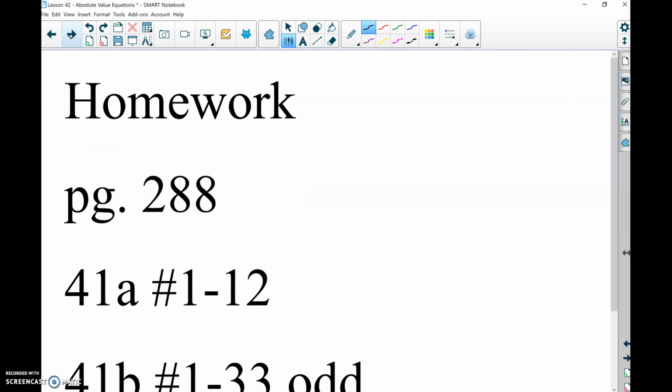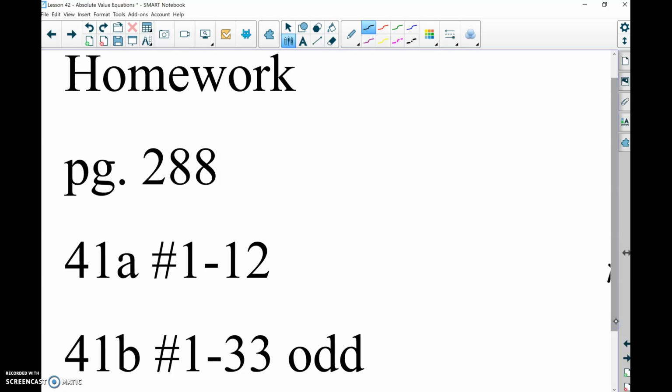Homework assignment. In your book, page 288, 41A, 1 through 12, those are problems that probably won't take a lot to do. I think you'll be able to look at most of them and answer them without doing any work, which is fine. That's the way they're designed to be. And then in 41B, 1 to 33, I want you just to do the odds. Those you're going to need to do a little bit more work with. Those are more like the last two examples in notes today.